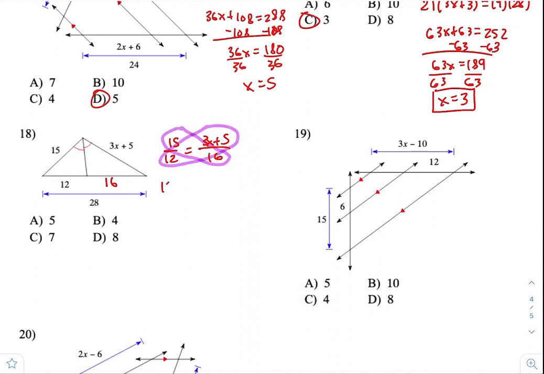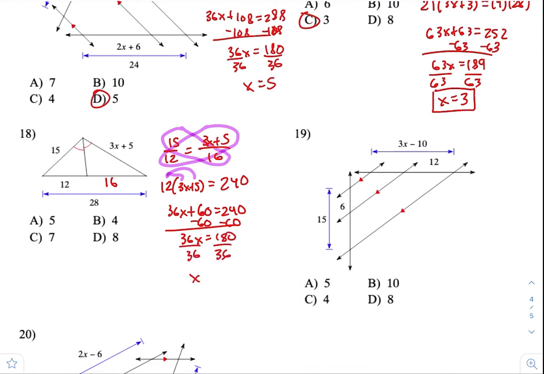Cross multiply, so 12 times 3x plus 5 is equal to 15 times 16, which is 240. Distribute. 36x plus 12 times 5, 60. Subtract both by 60. 36x is equal to 180. Divide both by 36. X is equal to 5.